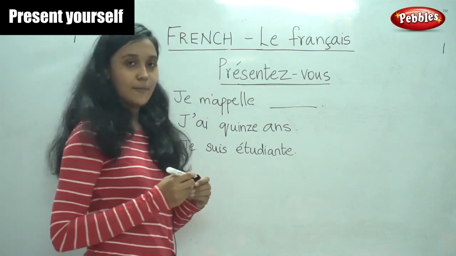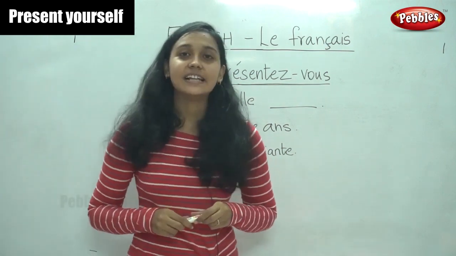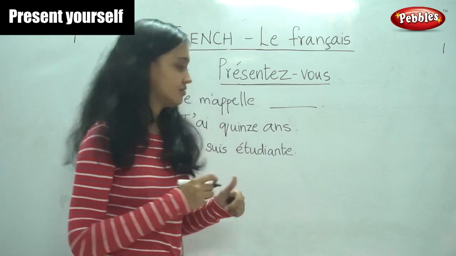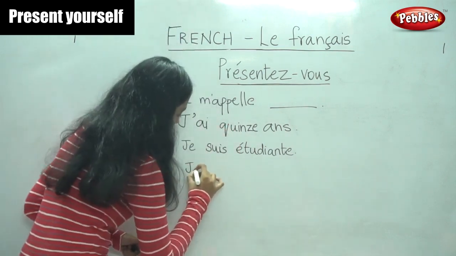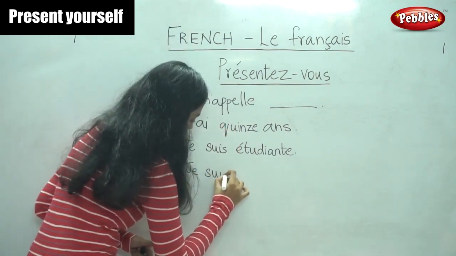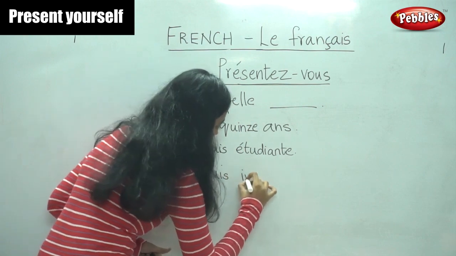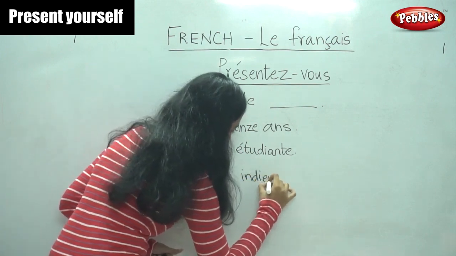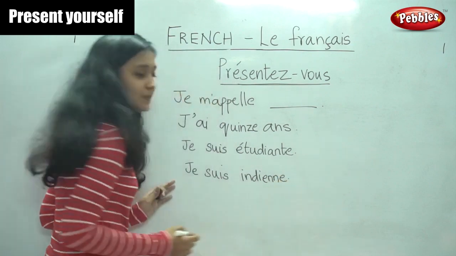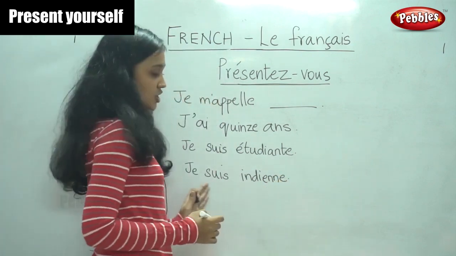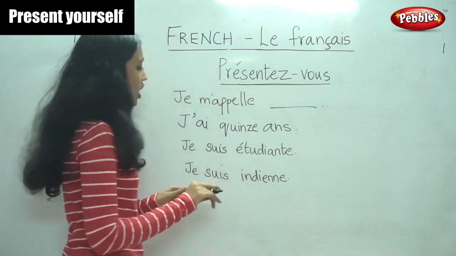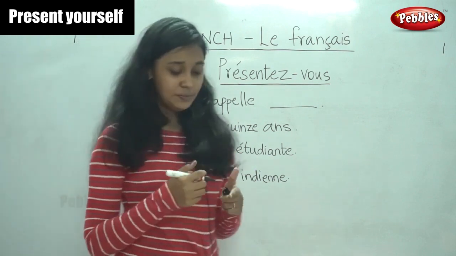What else can you say about yourself? You can say your nationality. Je suis indien. So this means I am an Indian. Then you can say the place where you live.